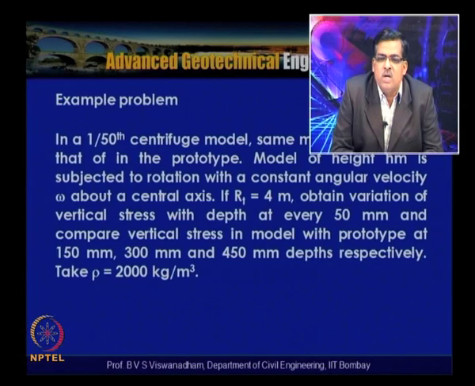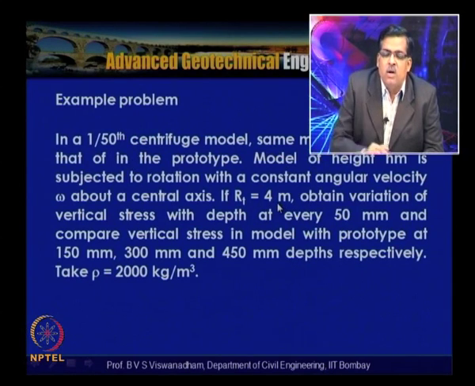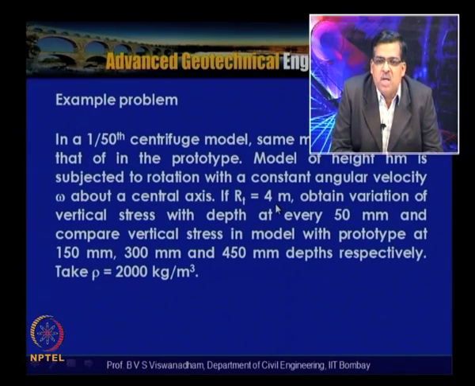So here what we need to do is that RT is given, that is 4 meters, and the height of the model is about 450 mm. By knowing that, RE is equal to RT plus HM by 3, that is 4 plus 0.45 by 3, so 0.15 plus 4, then RE is equal to 4.15 meters. By knowing N, that is equal to 50, 50 into 9.81 is equal to 4.15 omega square.